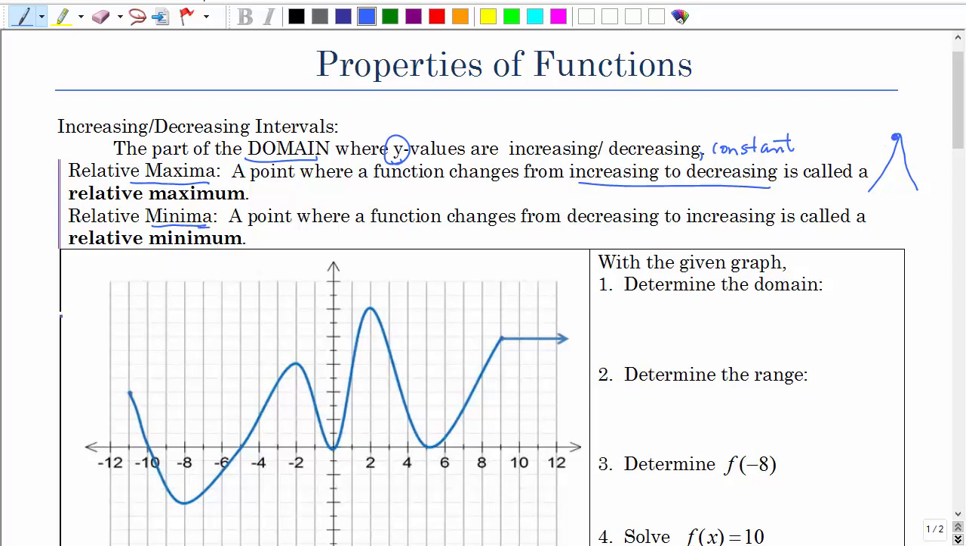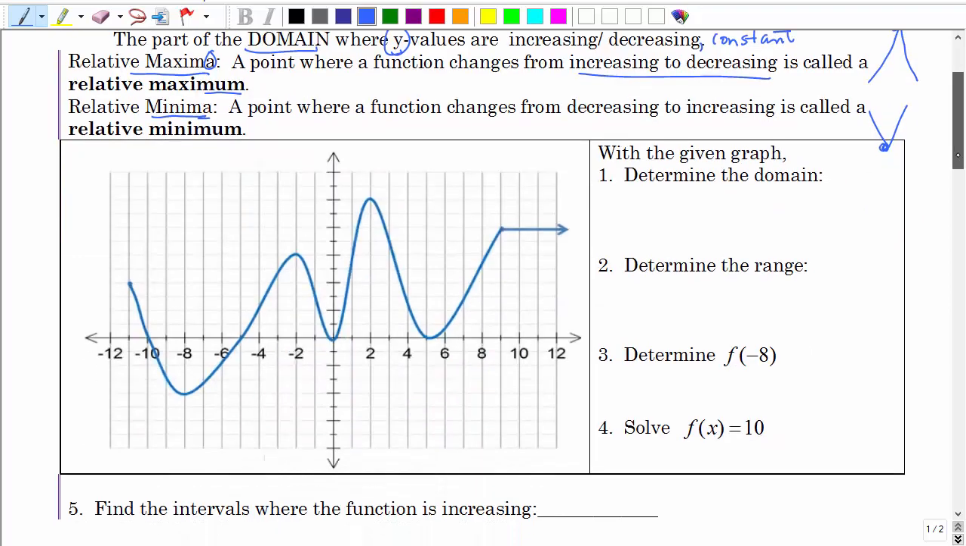And a minima, and again that a makes this word plural. Thank you, Latin. And so a relative minima is where the function goes from decreasing to increasing, and we get some minimums.